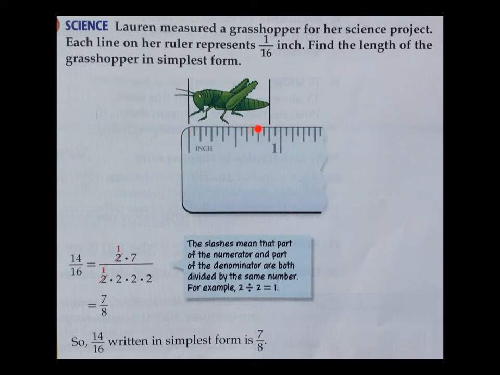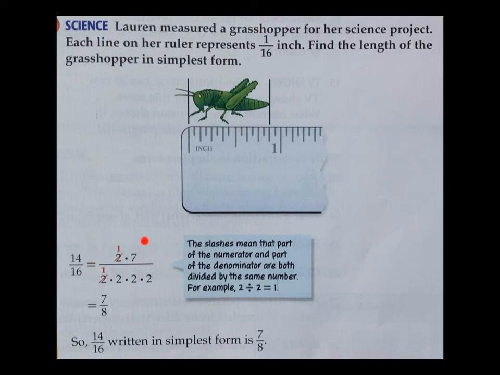So here's our grasshopper, and we can see it goes right here. Now, each of these is 1/16 of an inch. So that means in a full inch, there would be 16/16. So in this case, the grasshopper measures to right here, that's going to be 14/16 of an inch. Now I could just count each line, 1, 2, 3, 4, 5, 6. I could do that, and that would also get me 14/16. So then they wrote that down, and now they're finding the simplest form.